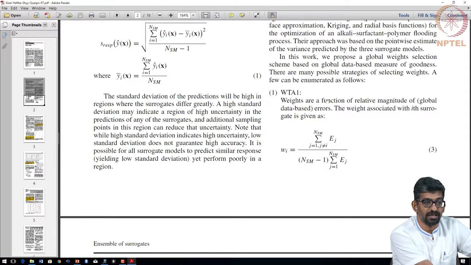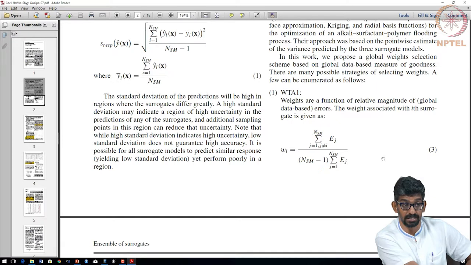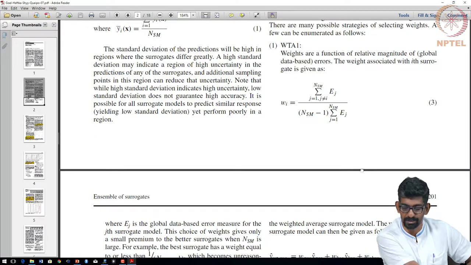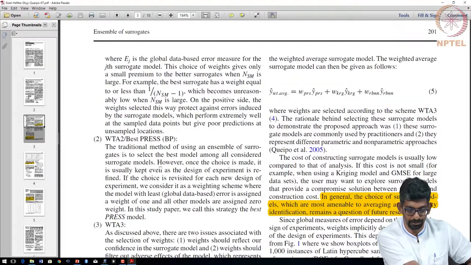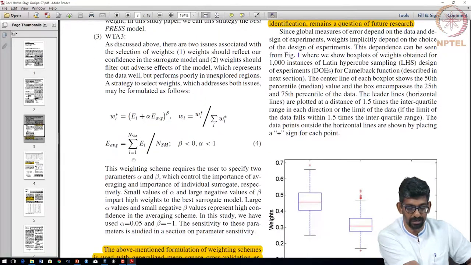And there are different schemes that they talk about in terms of the weights. They just generally say E, and then at a later point they say it is better that you use the PRESS error. Okay, but you can use any error, that's why they generalize this as Ej, but later in the paper they recommend using the PRESS error. Then they say you use the best PRESS, that is one model, and the other one is the weighted average. WTA3 is the weighted average that they say. They say use it this way, Ei plus alpha E average to the power beta.